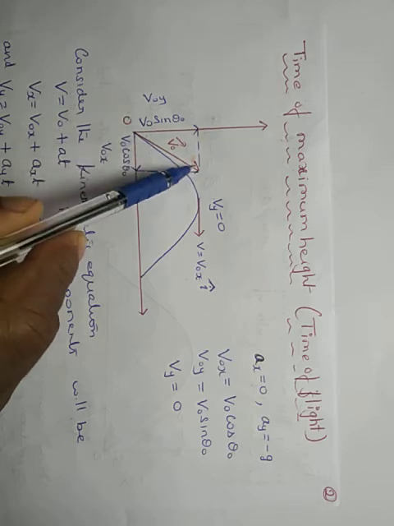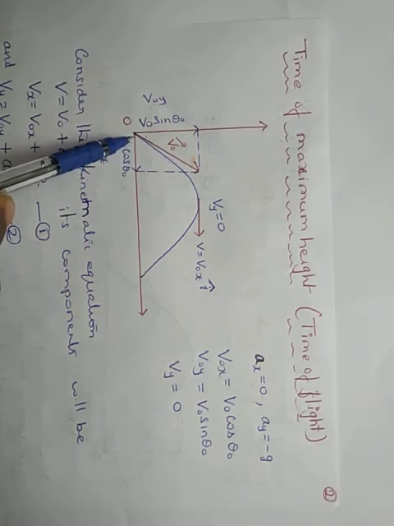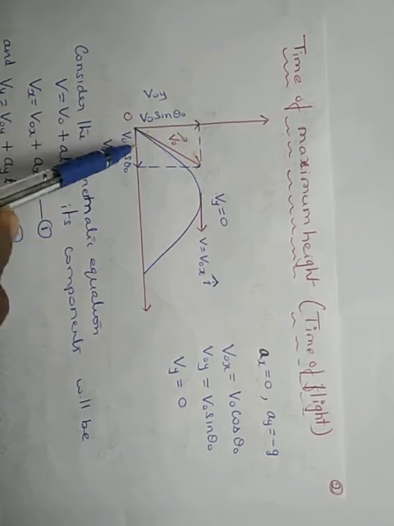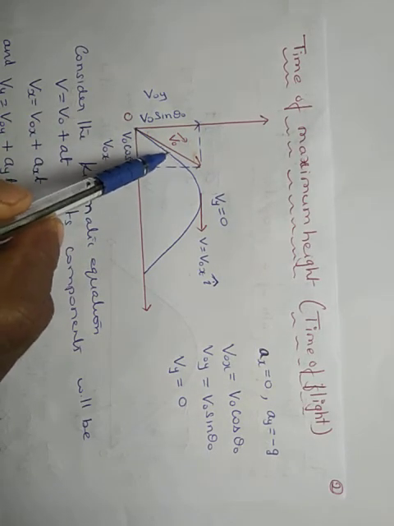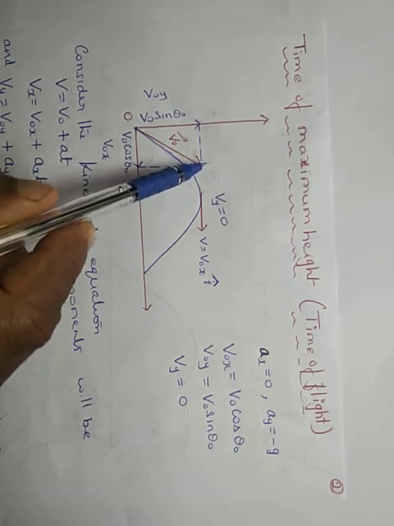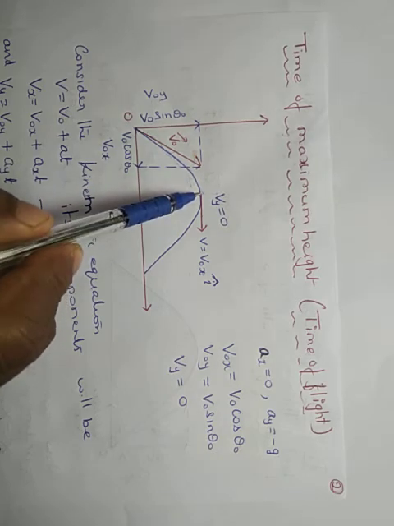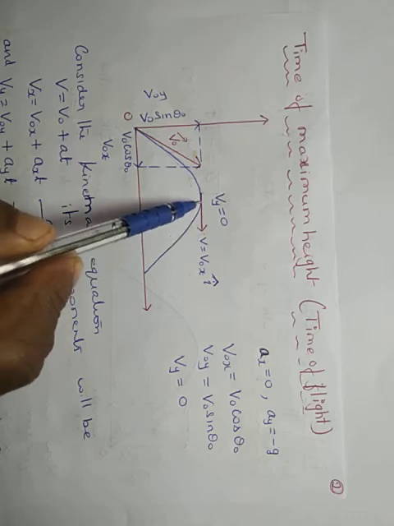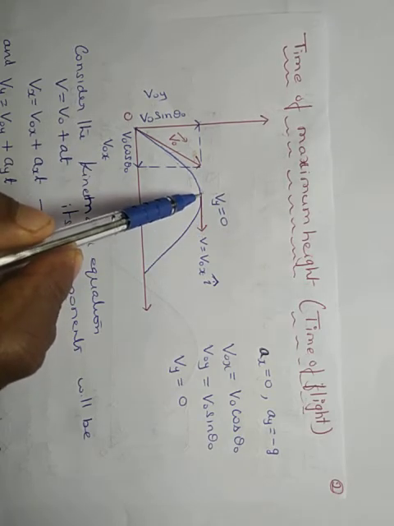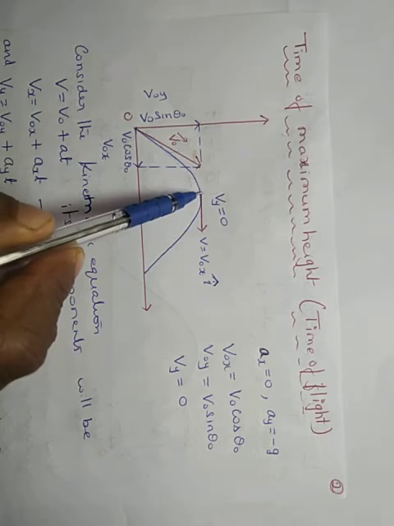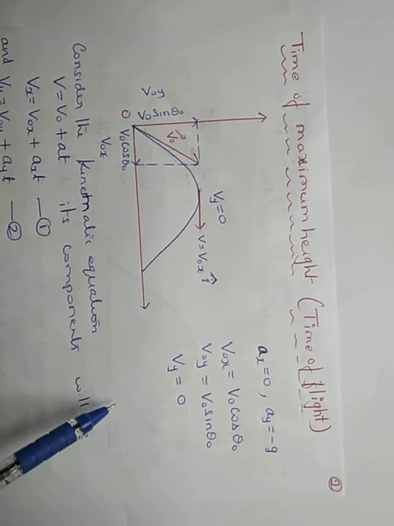When we resolve v naught into two components, we get v naught x and v naught y. Here at the maximum point, if we draw the velocity vector, it has only v naught x, it does not have v naught y.